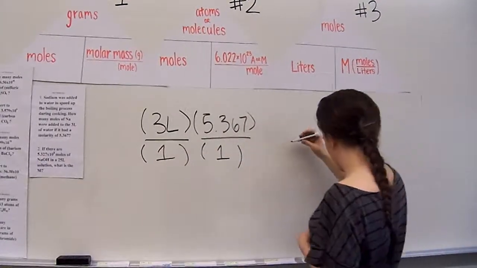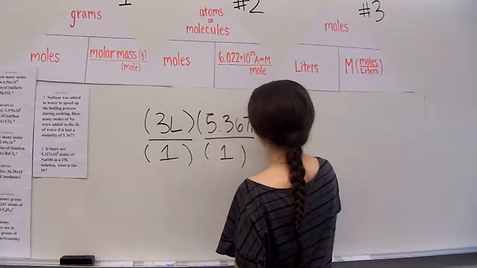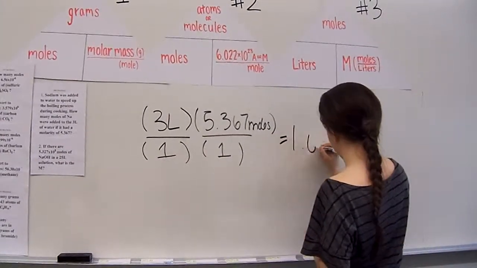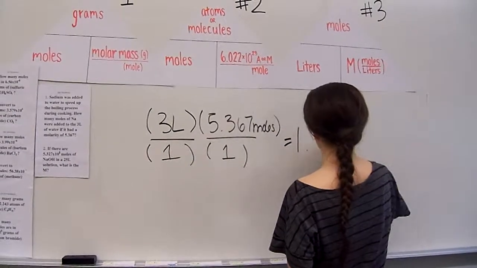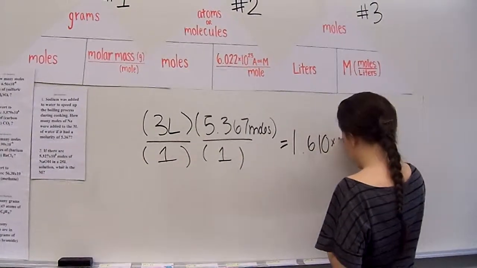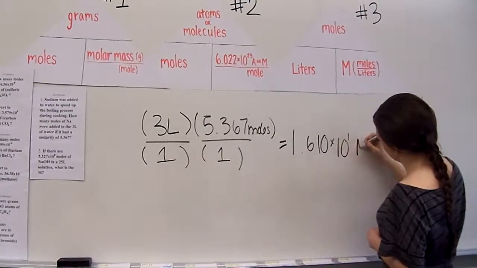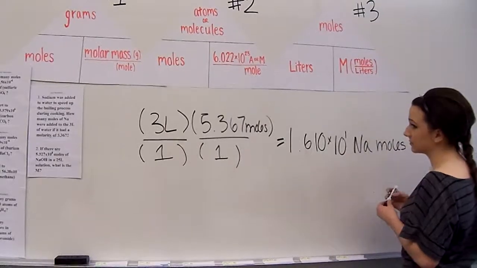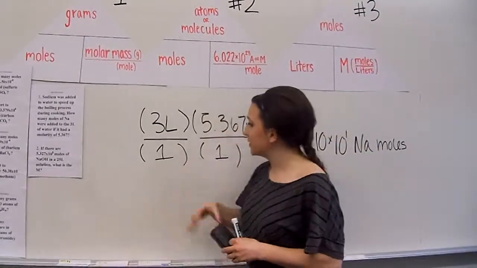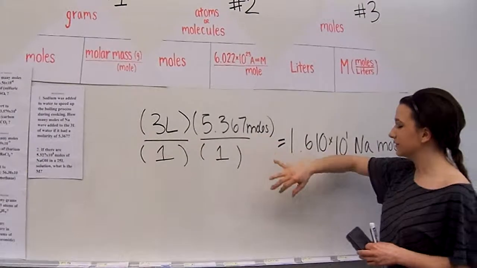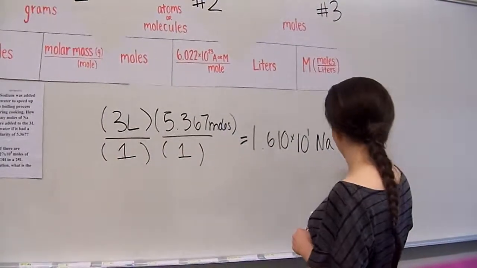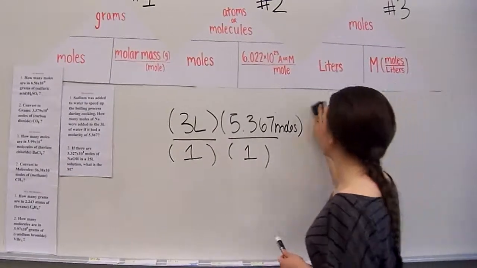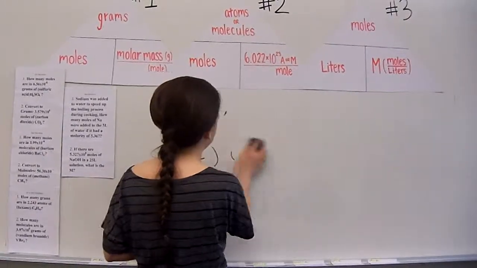And then once you multiply that out, you should get 1.610 times 10 to the first sodium moles. We have our liters multiplied by the molarity, and then we are given our answer. It's moles per liter for the molarity, you just can't see that written.